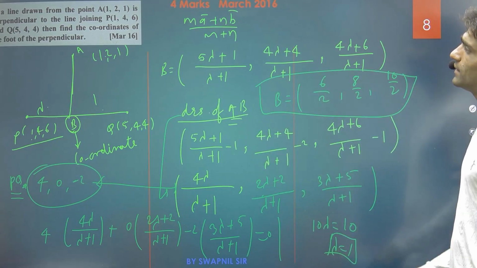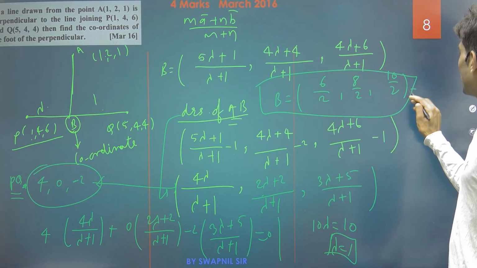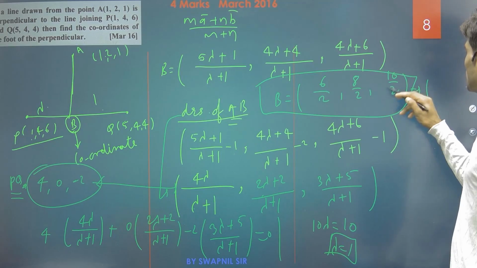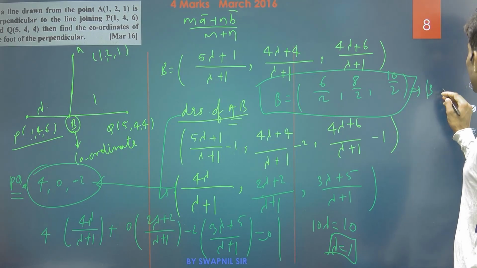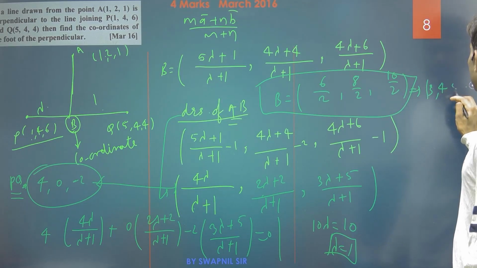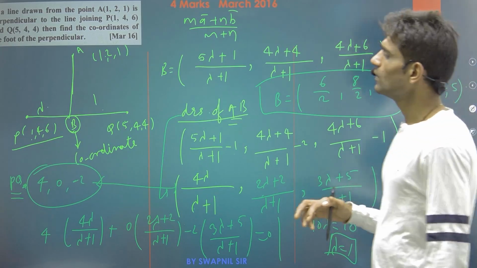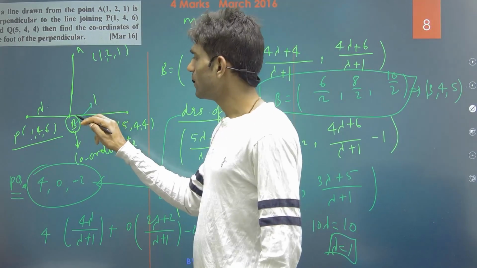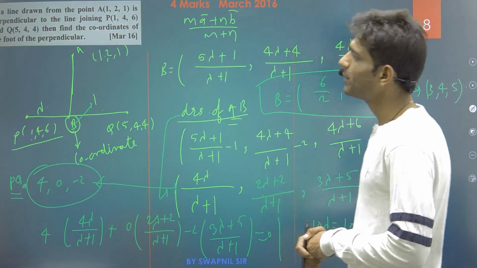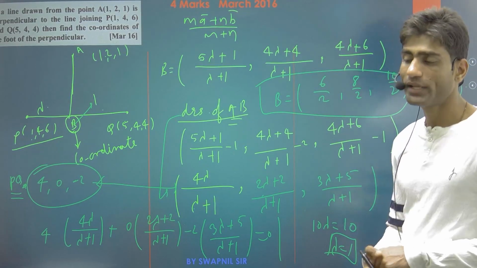Okay, which is the value for our vertex B. Now let's find the simplest form. 6 by 2 is 3, 8 by 2 is 4, and 10 by 2 is 5. These three are the coordinates for our point B. So that's what we want in our solution.